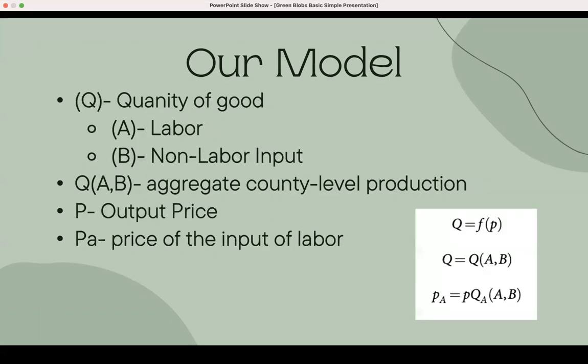Our model, with some basic things we are going to know. It's going to get a lot more complex, but this is something that was 100% familiar to me. We're going to start off with Q, which is just the quantity of a good. Our quantity of a specific good, in this case the hand-harvested fruits and vegetables, is going to be a function of labor and non-labor inputs, and the function Q_AB is going to be the aggregate county-level production.